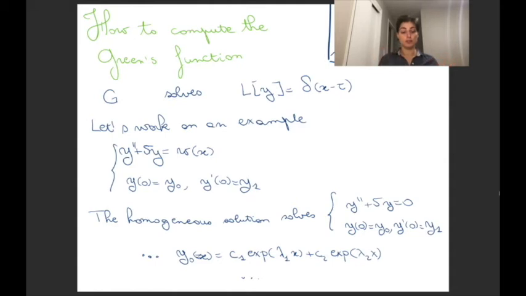So the homogeneous solution solves y second plus 5y equals 0 with the non-trivial boundary conditions. So y(0) equals y0 and y prime(0) equals y1. So we write that the homogeneous solution y_h, depending on x, is the sum of two exponentials with coefficients in front that depend on the boundary conditions and exponents that depend on a characteristic equation.